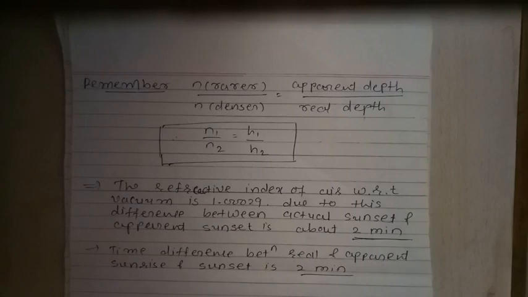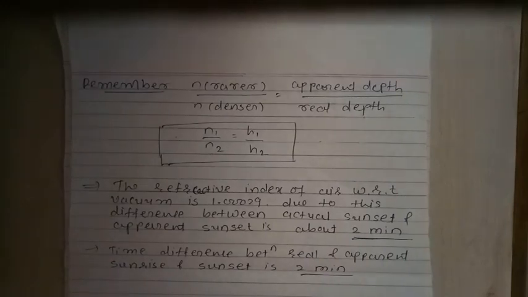So we can say that due to refraction, the sun is visible a little before the actual sunrise and until a little after the actual sunset, right? So this is due to refraction, and you have to remember the time difference, which is 2 minutes, right? Okay, now friends, we will discuss total internal reflection.